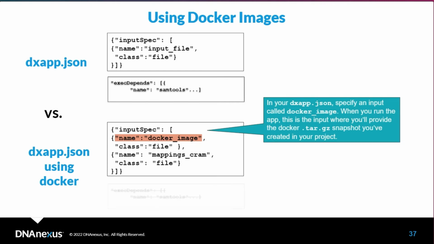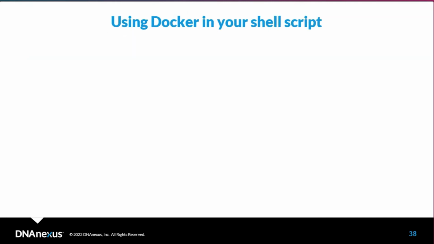And what does that also mean? We don't need execDepends anymore. So we are now trying to rely on the underlying Docker image we have on the platform. This is a new concept of managing dependencies. All right, so after this comparison, let's see how we can incorporate Docker directly in the main shell script.